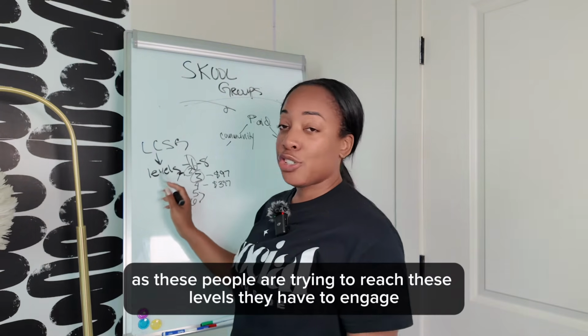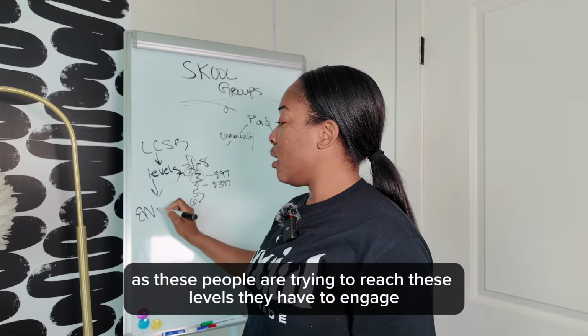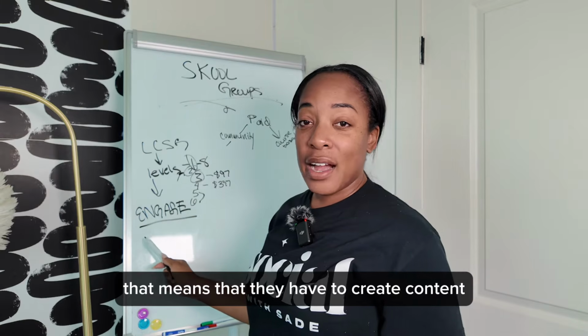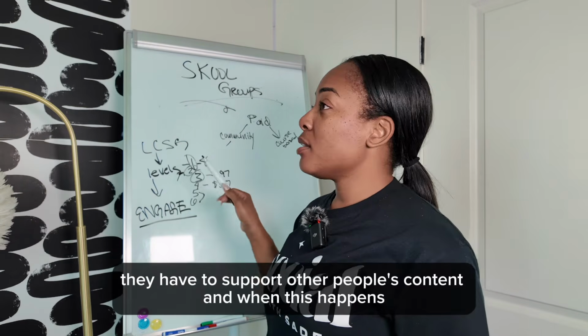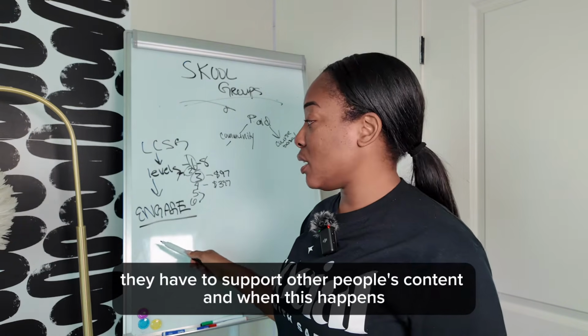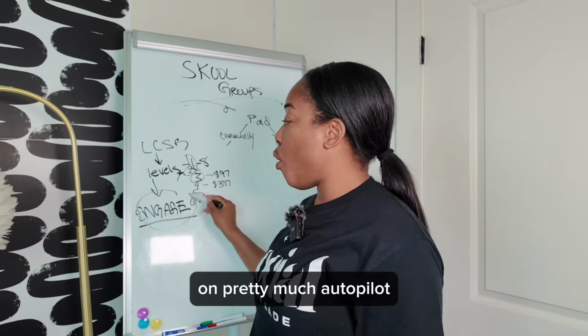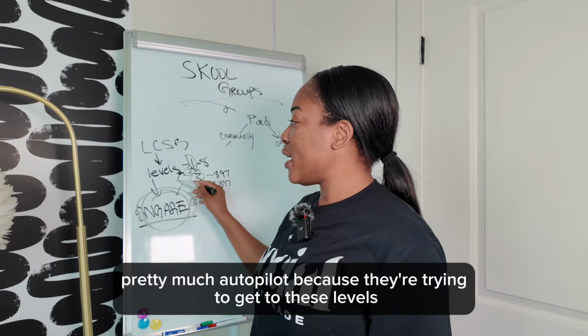As these people are trying to reach these levels, they have to engage. That means that they have to create content. They have to post content. They have to like content. They have to support other people's content. And when this happens, your school group runs on pretty much autopilot. Because they're trying to get to these levels.